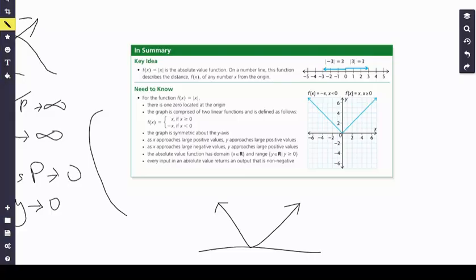And that is it for today's class. We will be learning properties of graphs and functions.